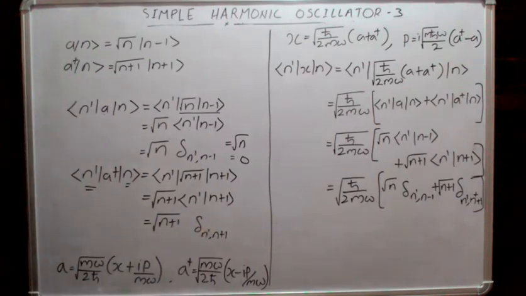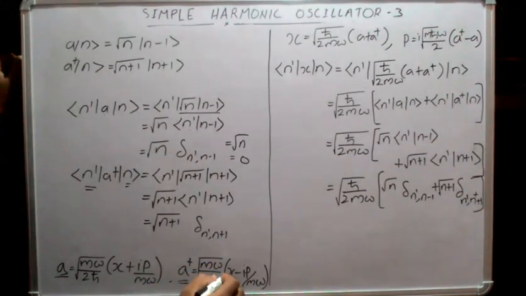Next, we defined two operators: this is our creation operator and this is our annihilation operator. The annihilation operator is under root m omega over 2 h cross times x plus ip over m omega. And our creation operator is under root m omega over 2 h cross times x minus ip over m omega.